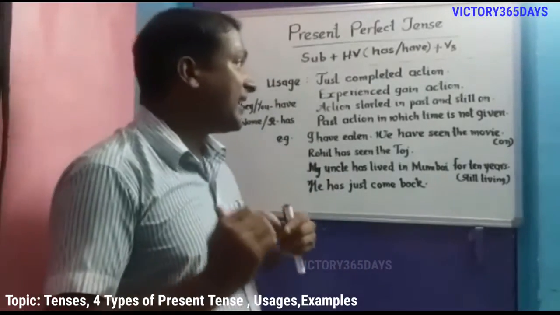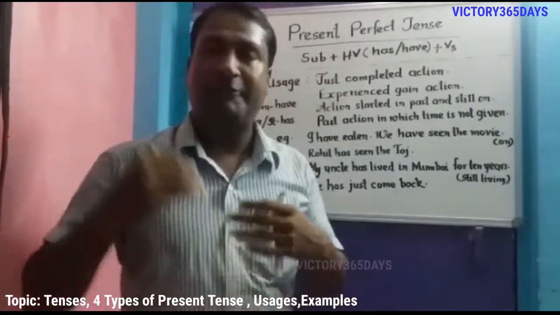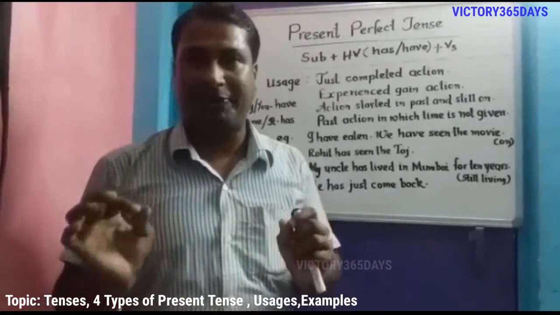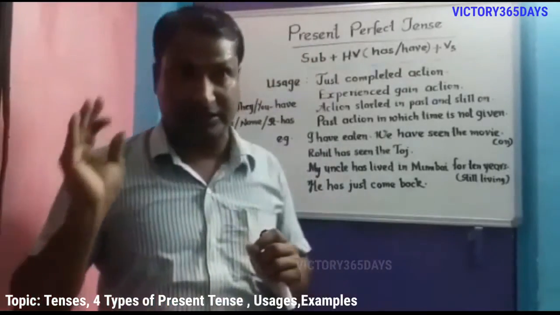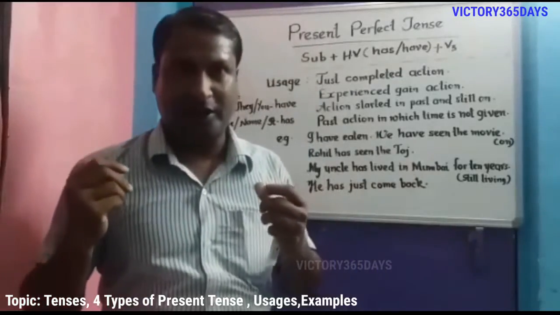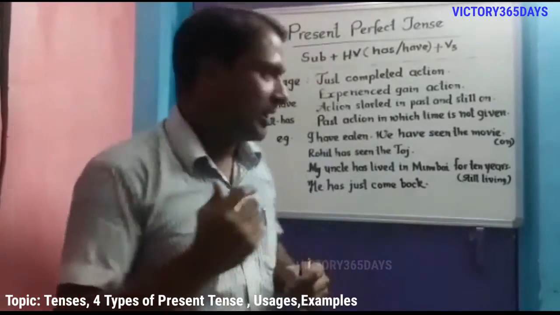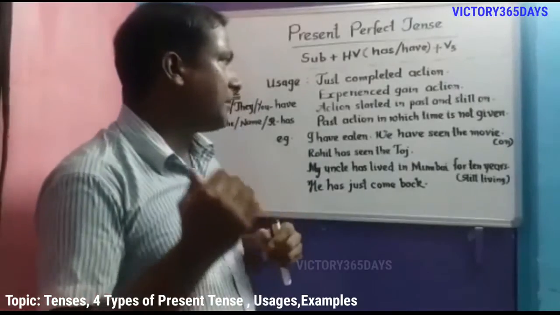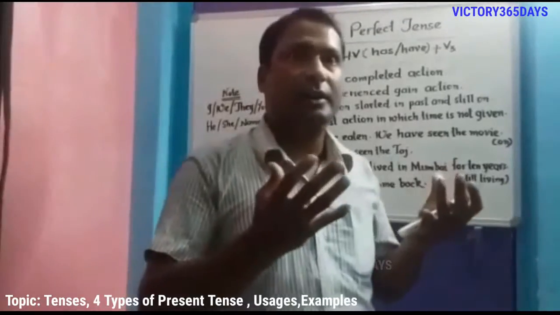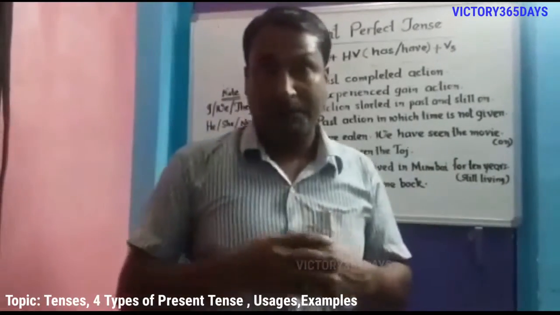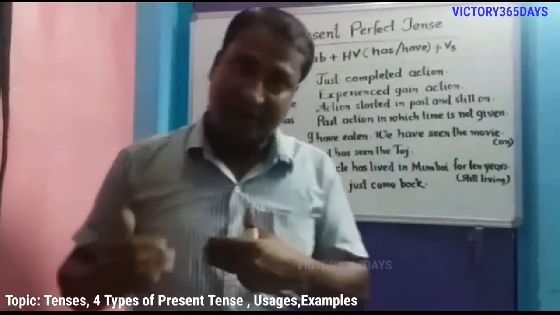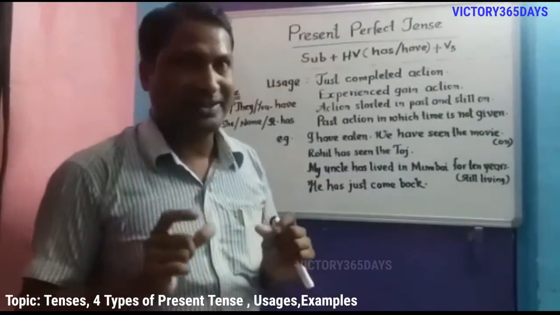Second, experience gained action. Suppose you have visited some places and there you have gained something. There also we use present perfect tense. Like "I have visited the Taj; it is moonlight." Like that we can express it. Next is action started in the past and still on. It means, "I have worked in the company for 5 years," suppose. It means you are still working. Remember, the work started in the past and is still on; that is also present perfect.